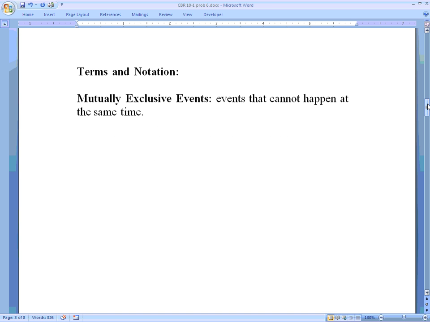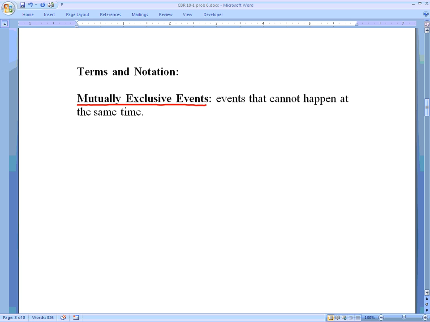In terms of notation for today, mutually exclusive events. These are events that cannot happen at the same time. So for example, if I flip a coin, I cannot get both heads and tails at the same time. I cannot be in room 309 and 311 at the same time. One or the other. Both cannot happen at the same time. And those are mutually exclusive events.